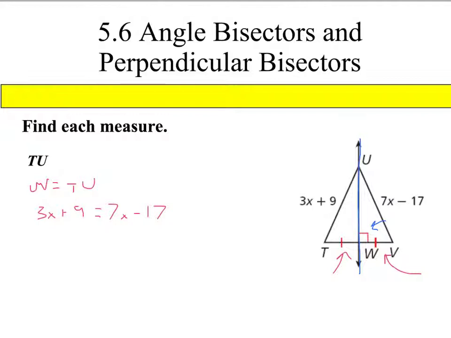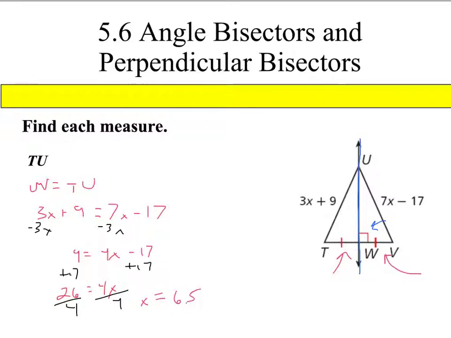Okay, so I'm going to solve here. I'm going to subtract 3x on both sides. So I have 4x over here, still my 9 on the left side, and minus 17. I'm going to add 17, the opposite operation. So my answer is going to be 26 is equal to 4x. Divide by 4. x is going to equal 6.5.